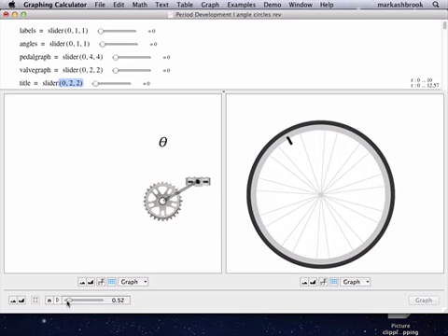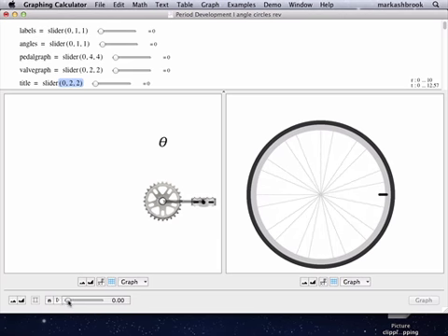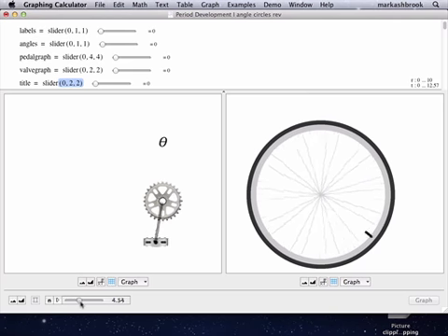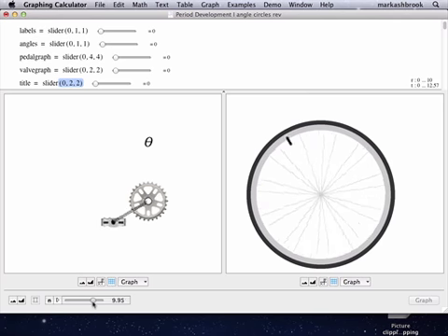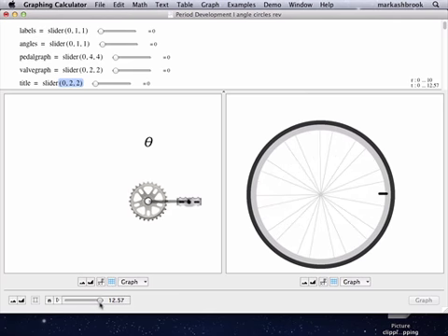So for every 1 radian that the pedal turns, how many radians does the tire valve turn? Oh, by the way, just so we get our terms straight, the pedal is the one on the left, the tire valve is on the right, okay? So for every 1 radian that the pedal turns, how many radians does the tire valve turn?